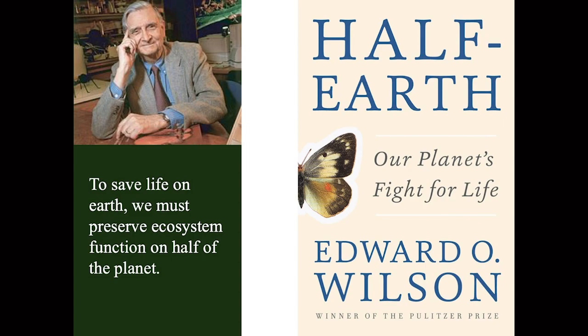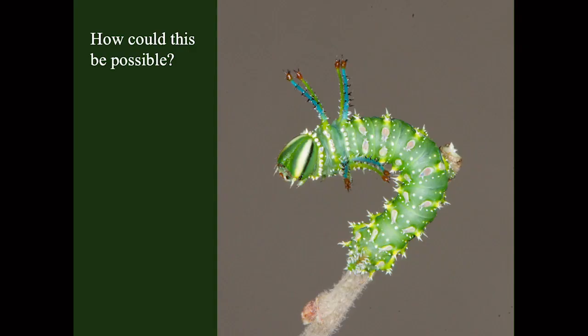He is not trying to get Pulitzer Prizes anymore. He's actually feeling pretty desperate. He sees the life around us disappearing. He wants to save it. And he says, in order to save life on Earth, we have to have functional ecosystems on half of planet Earth. We need that much space. And he spends the rest of the book talking about the science that supports that statement. What he doesn't spend a lot of time doing is telling us how we're going to do that.